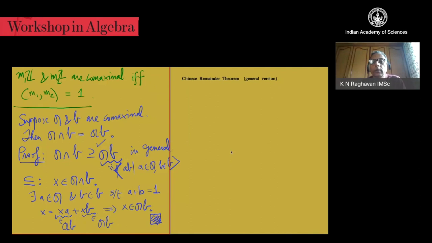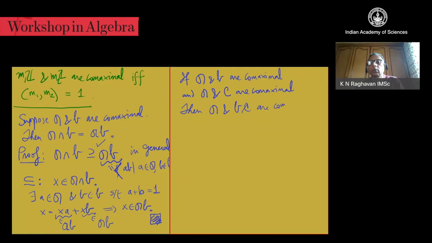Okay, now, continuing with this, what we want to say is that if A and B are co-maximal, and A and C are co-maximal, then A and BC are co-maximal. Okay, how do we see this?